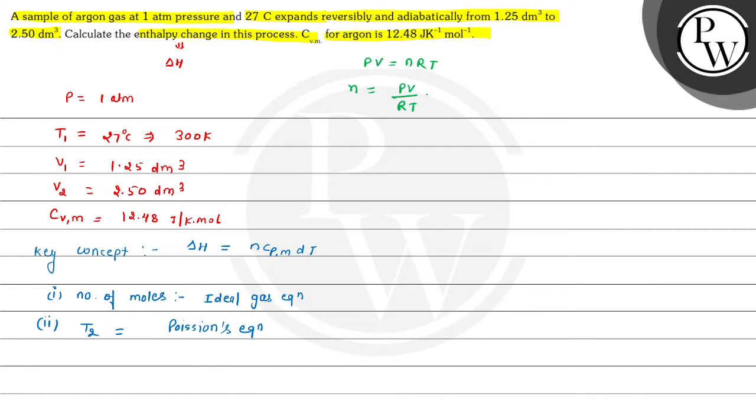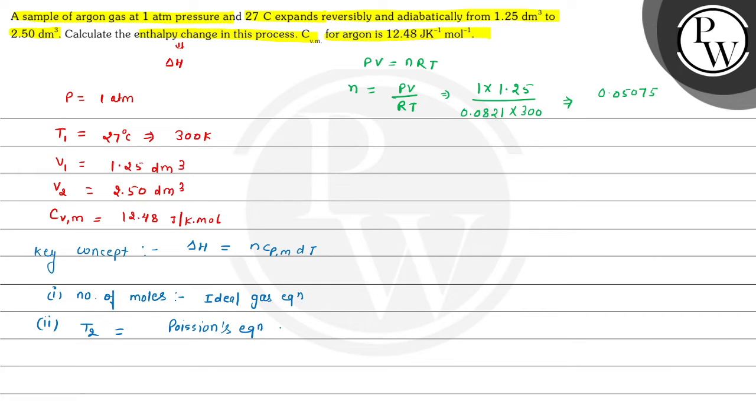Now the pressure equals 1 atm, multiplied by V1, which is 1.25, divided by R. R is the universal gas constant and its value is 0.0821, multiplied by the temperature T1, that is 300. So the number of moles comes out to be 0.05075. Now we have to calculate temperature T2. We will use Poisson's equation.